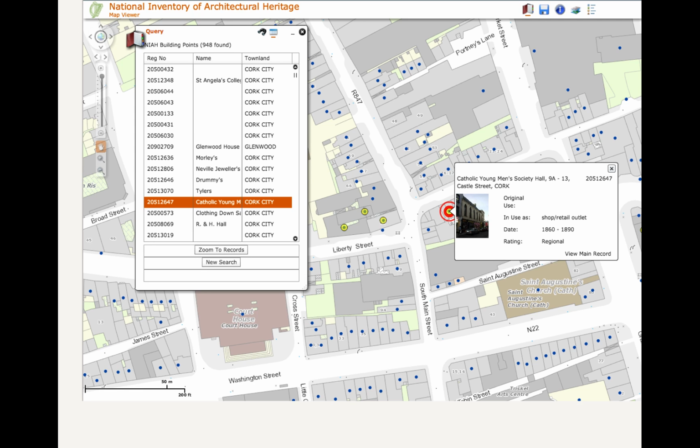So that's the Catholic Young Men's Society Hall. I can see that just a block away is St. Augustine's Church. It's Catholic. The courthouse is a block and a half down the street. You can see all of that perspective without ever leaving your house. And of course, for someone who may not ever get to research in person in Ireland itself, this is a fantastic way to really feel your way around the community.